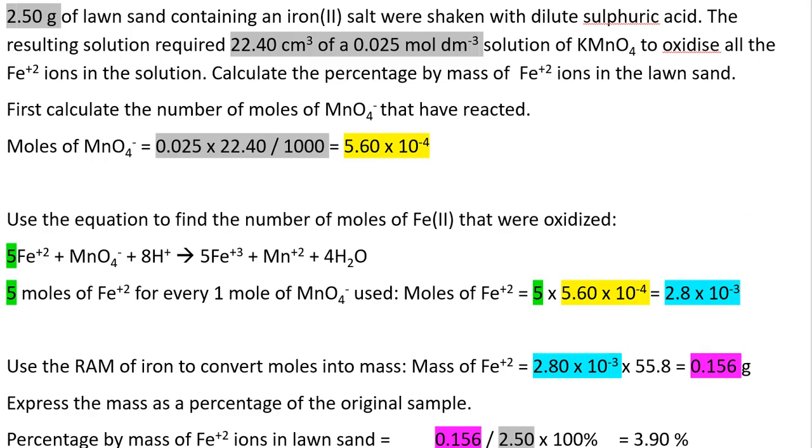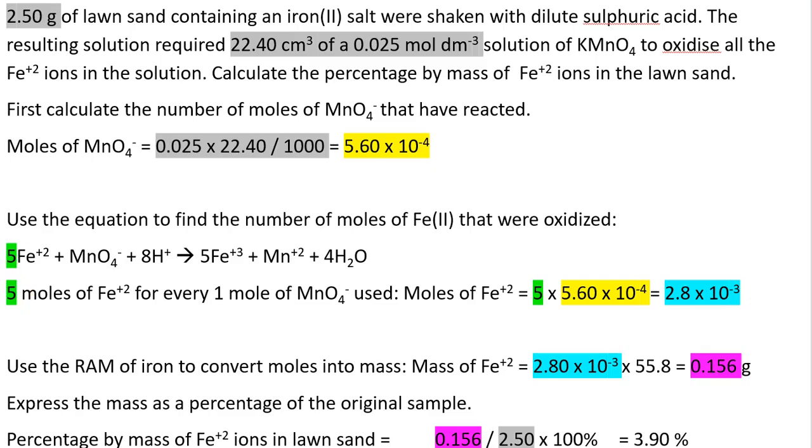First part, calculate the number of moles of MnO4 minus that have reacted. Well, I've got my volume and I've got my concentration. I can multiply together, remembering to put my volume into decimeters cubed. I get my number of moles of MnO4 minus added in the titration. Use the equation to find the number of moles of Fe plus 2 that were oxidized.